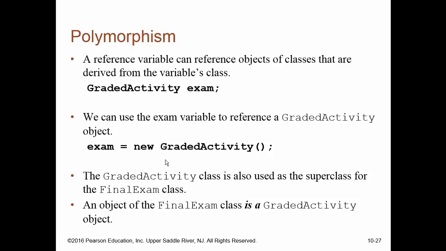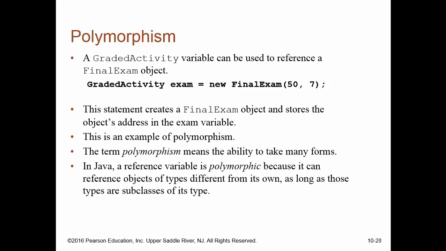So they say here, a reference variable can reference objects of classes that are derived from it. So I can say graded activity is a type of exam. All right, so exam rather is a type of graded activity. So now it says we can use the exam variable to reference a graded activity object. All right, and what I just did was I might have made it even more confusing than it was. But it says that when something is polymorphic, it can take on many forms. That's literally what polymorphic stands for.